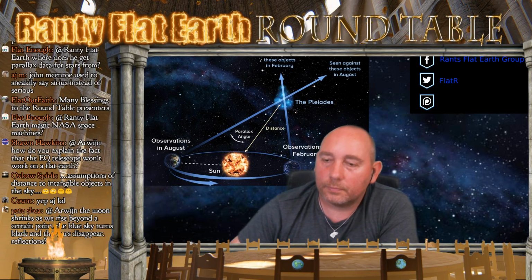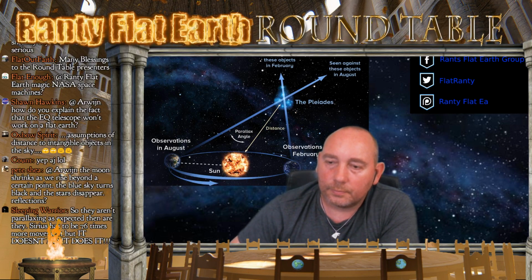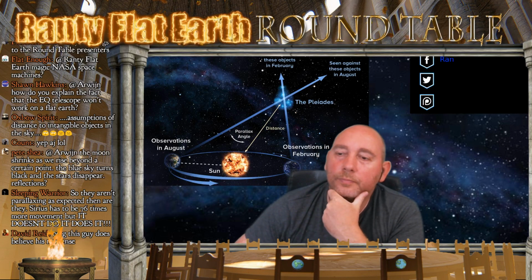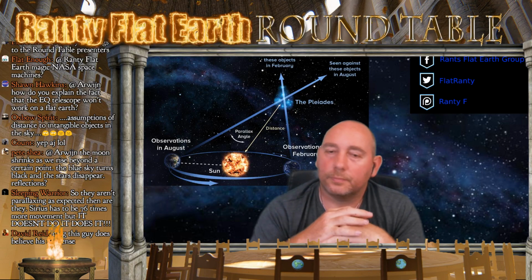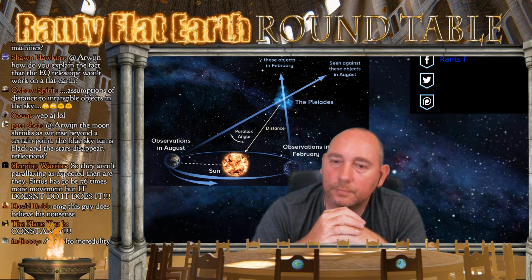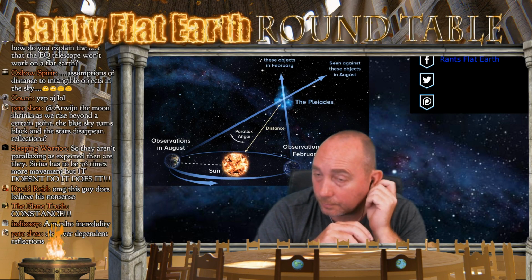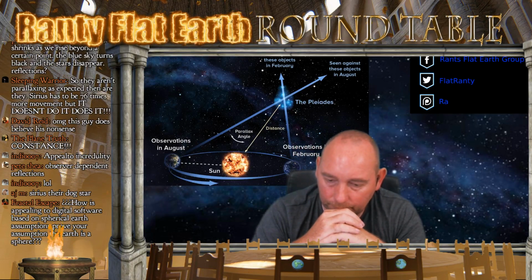On the contrary, you can use parallax to measure things in the sky. You can use parallax to measure the distance to a plane. You can use parallax to measure the distance to the ISS, as Res Rhetoric and Astronomy Live have done. You can use parallax to measure the distance to the moon. You can use parallax to measure the distance to the planets. And you can use parallax to measure the distance to the stars if you have technology accurate enough.